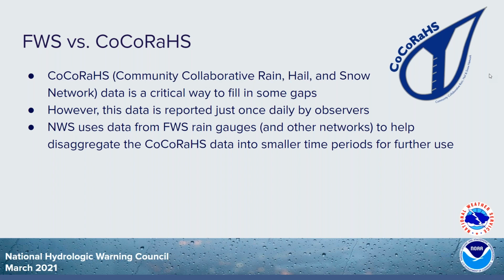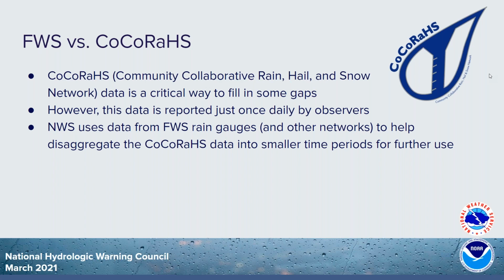So these other real-time gauges, the flood warning systems, the National Weather Service and FAA automated systems, USGS's rain gauges, other things like that that are real-time with a finer time step, we can then use that data, the higher frequency automated gauges, to help us disaggregate that daily value from CoCoRaHS into smaller time periods.